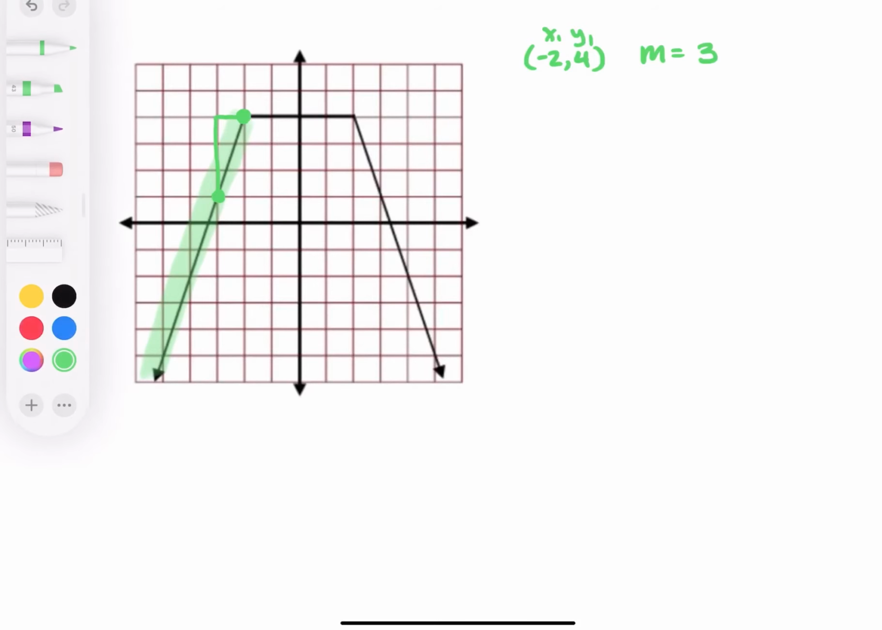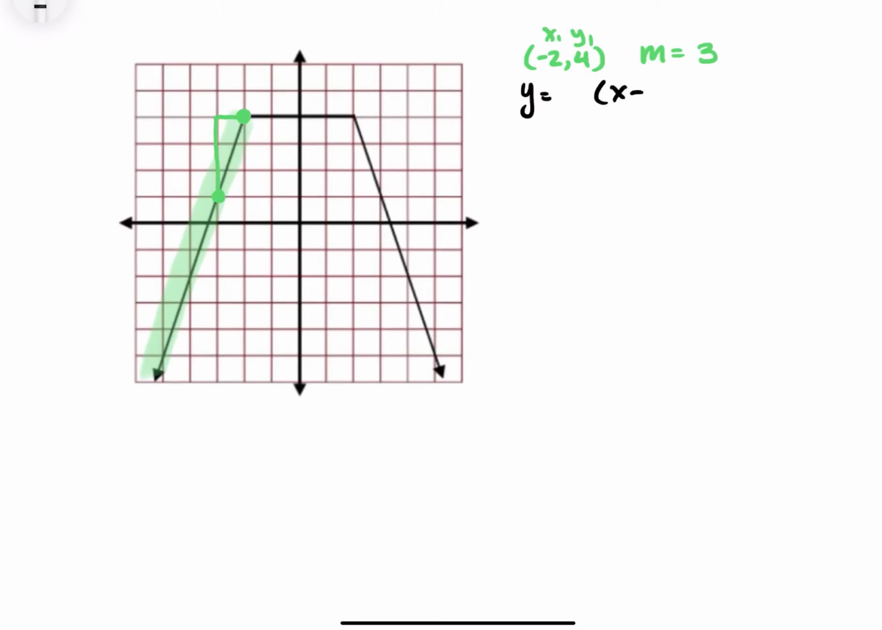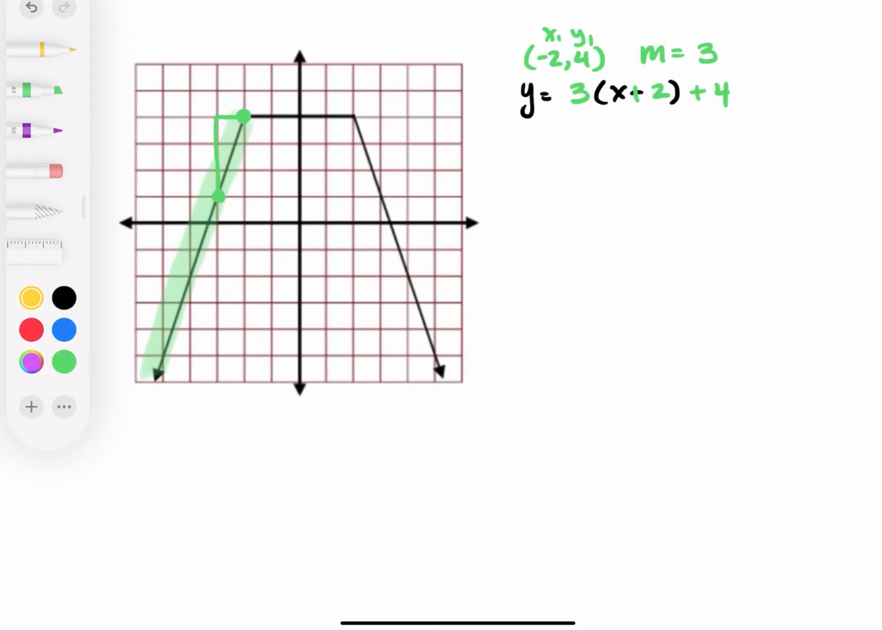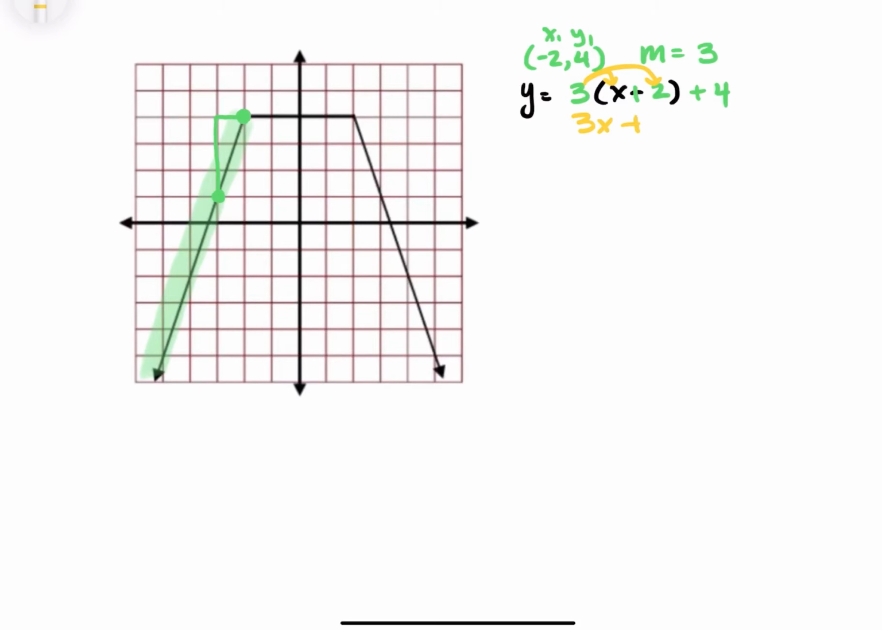So again, I'll plug it into my point slope form. y is equal to m times (x minus x1) plus y1. So I'm going to substitute everything I know. I know that my m is 3. My x1 is -2, so that means plus 2. And then we have our 4 as our y1. And again, we could go ahead and simplify this to get our slope-intercept form. So now we got 3x plus 6 plus 4. And then we could go ahead and combine the 6 and the 4.